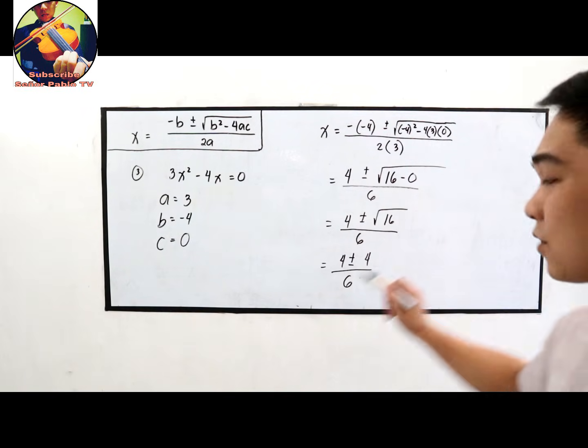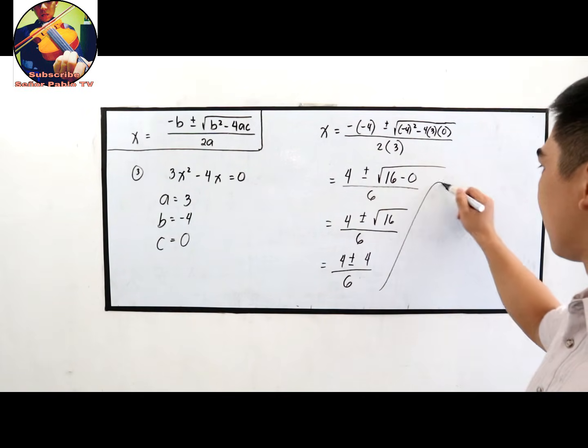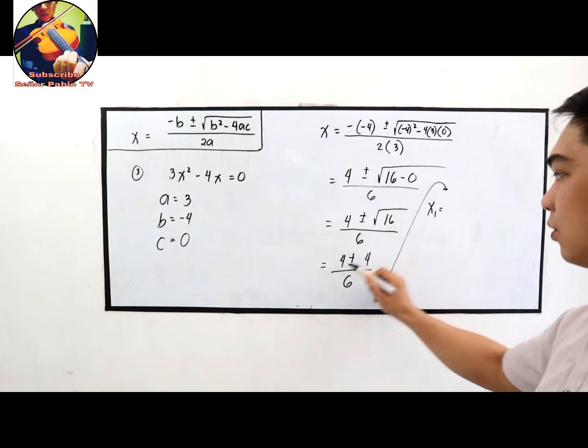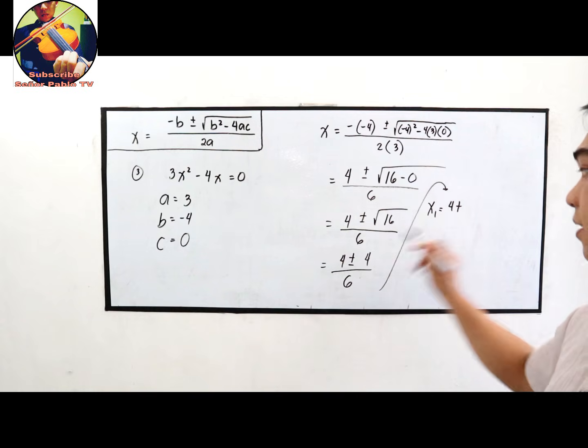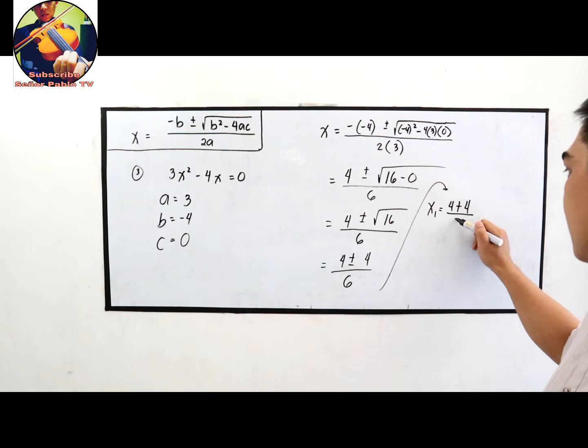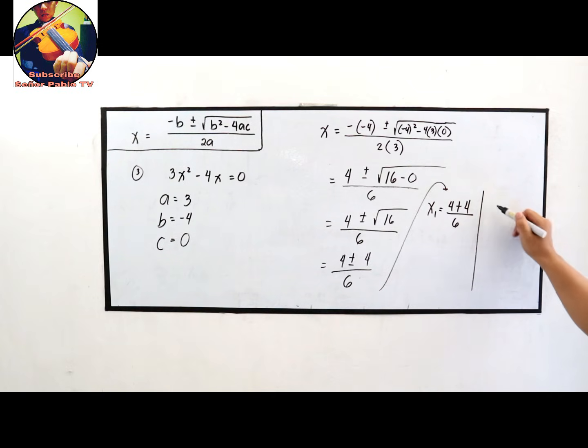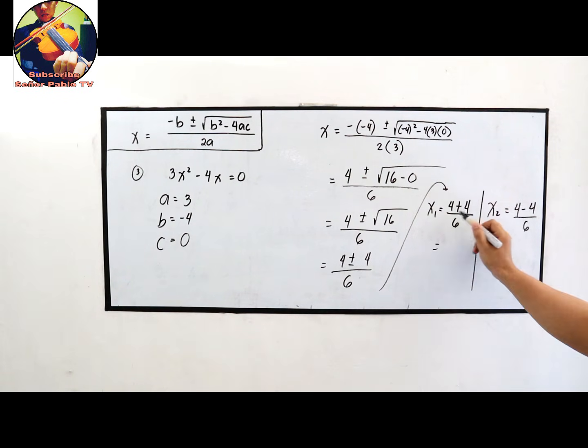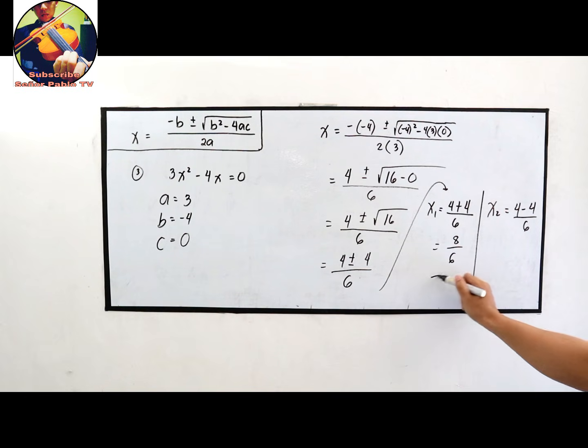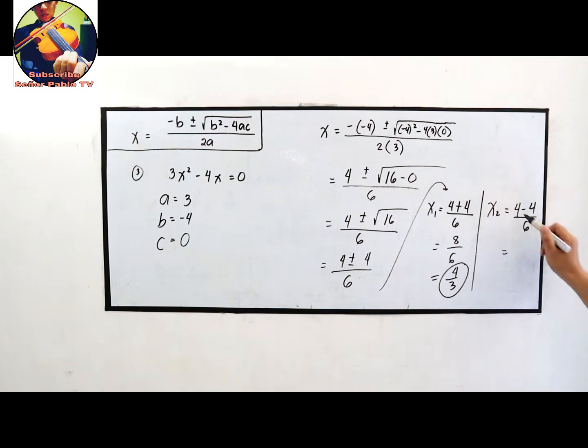So again, meron tayong two values for x. We have x sub 1 is equal to 4 plus the positive 4 over 6. At yung isa, x sub 2 is equal to 4 minus 4 over 6. So 4 plus 4, 8 over 6. Simplifying to lowest term, 4 over 3. At yung isa, 4 minus 4, 0 over 6, and that is 0.